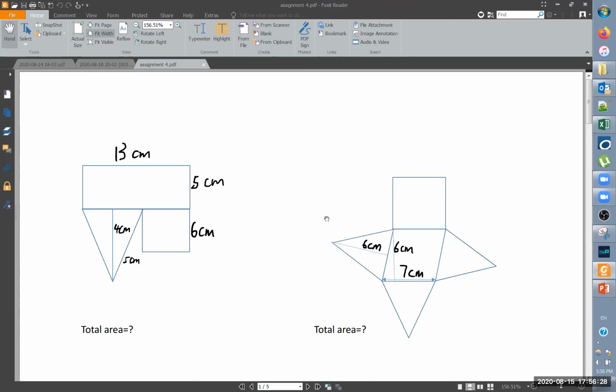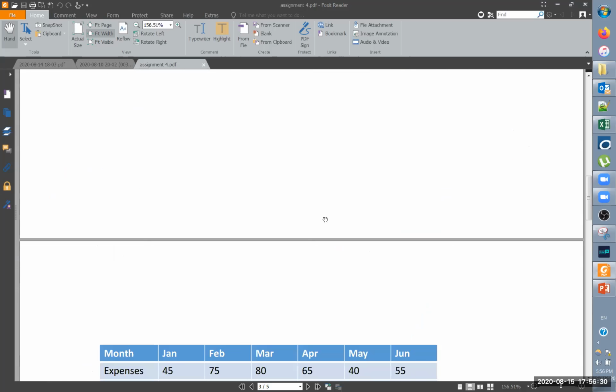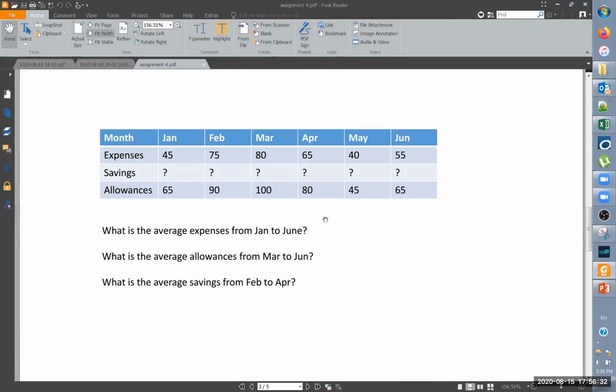I check. Hey, where's my question? Oh, okay, good. 来，等一下。Average expense from Jan to June. 1, 2, 3, 4, 5, 6. Okay, the first one should divide by 6. Stop. The other one is March to June. So how many months? 1, 2, 3, 4. You should divide by 4, because it is March to June. So you should divide by 4.